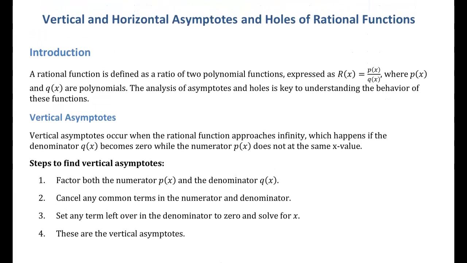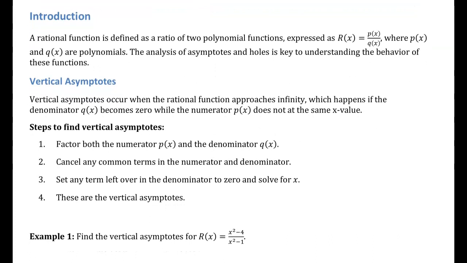In this video, we're going to talk about vertical and horizontal asymptotes as well as holes of a rational function. These are going to be important for us to understand the behavior of the functions and also when we're discussing limits. So remember, a rational function is defined as a ratio of two polynomial functions, expressed as r of x is equal to p of x over q of x, where p of x and q of x are polynomials.